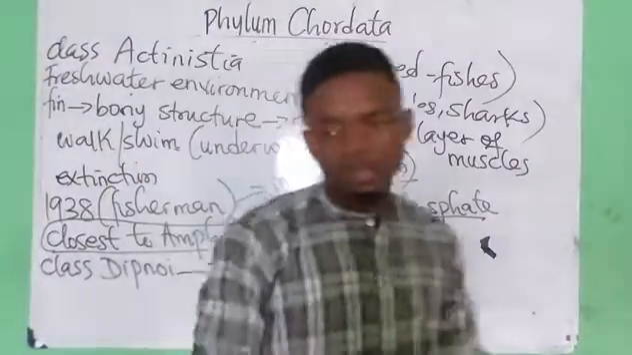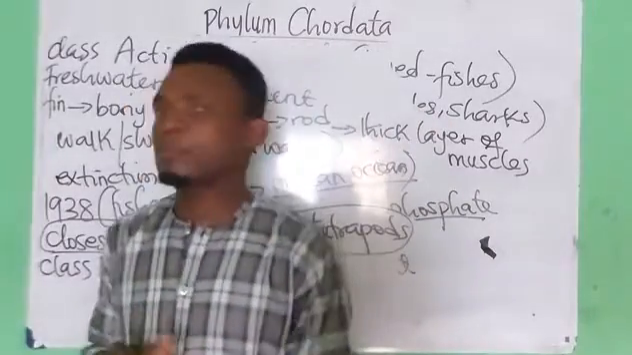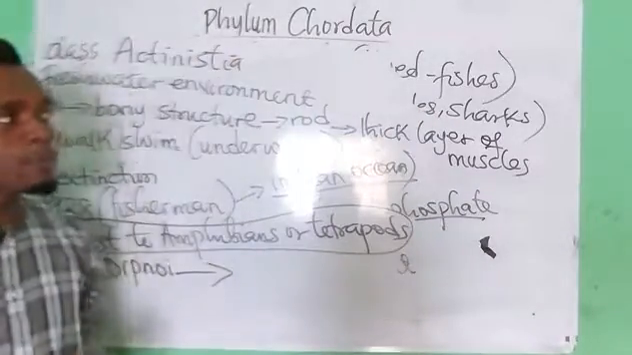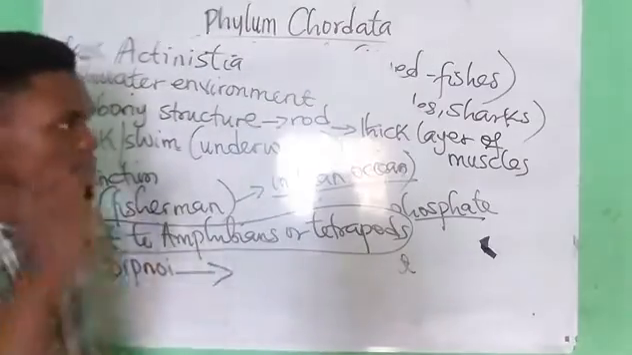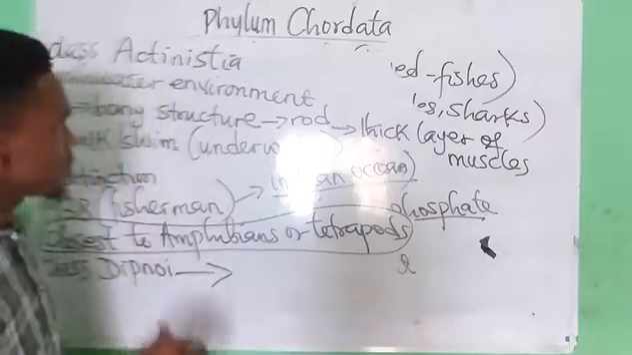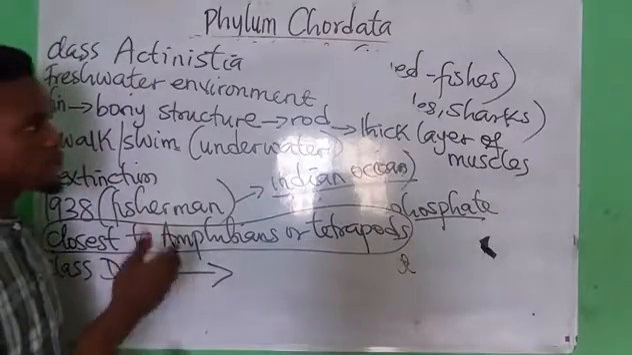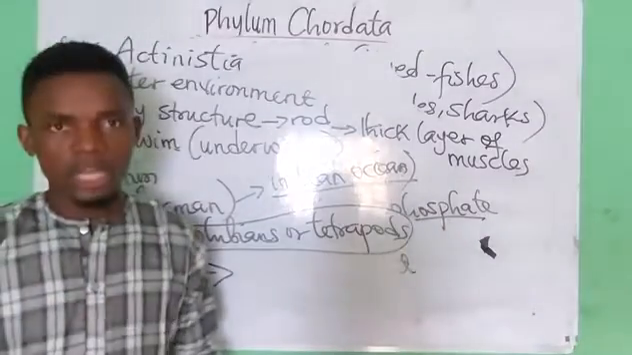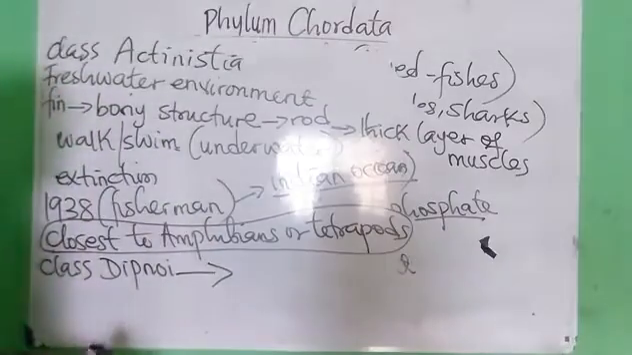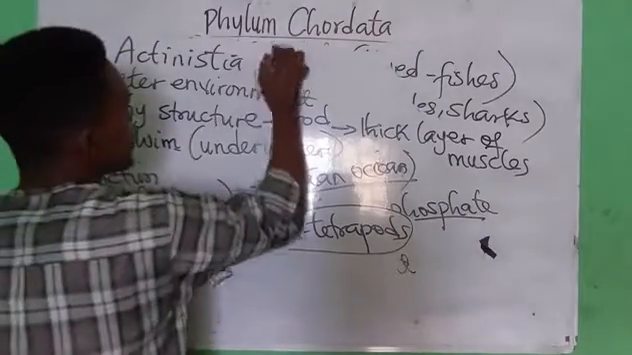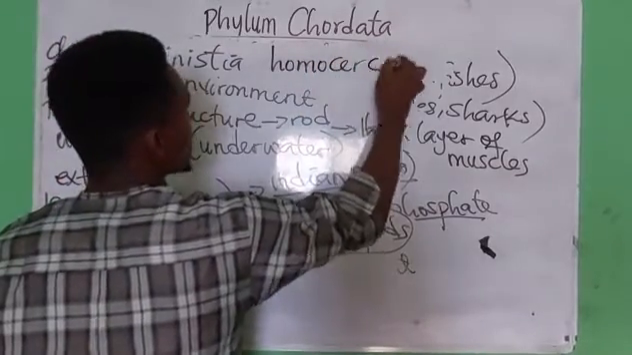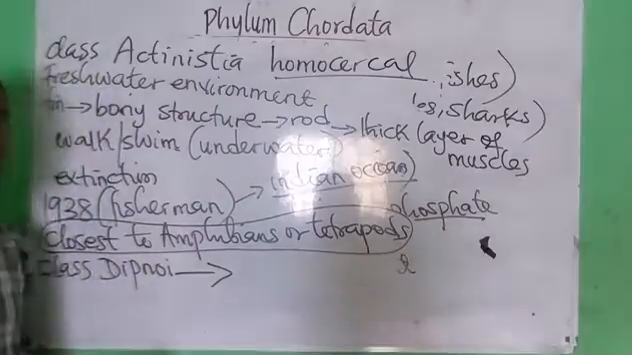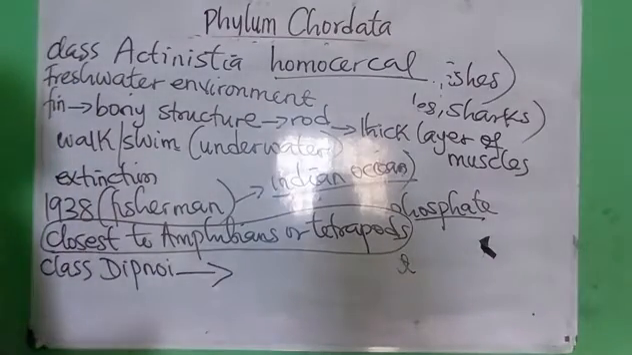For you to have an in-depth knowledge of this video, you have to pay proper attention. You must give it your full concentration, because if you are not careful enough, you may take the features of one for another. Please take note that the Osteichthyes have homocercal tails, but the Chondrichthyes have heterocercal tails.